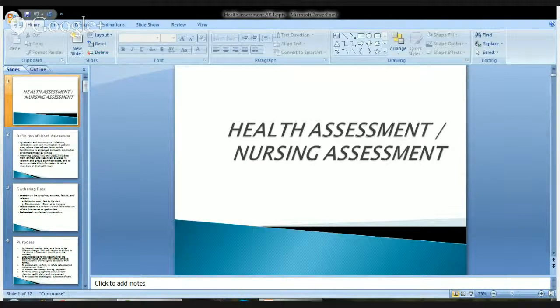Another purpose will be to supplement, confirm, or refute data obtained in the nursing history. This is also to confirm and identify the nursing diagnosis. And another purpose is to make a clinical judgment about a client's changing health status and management. And this is also to evaluate the physiological outcomes of care.